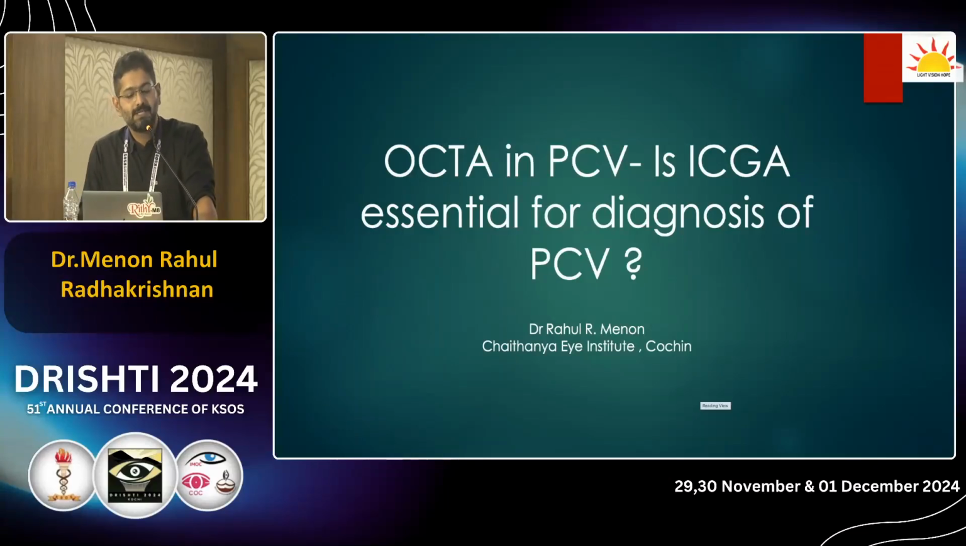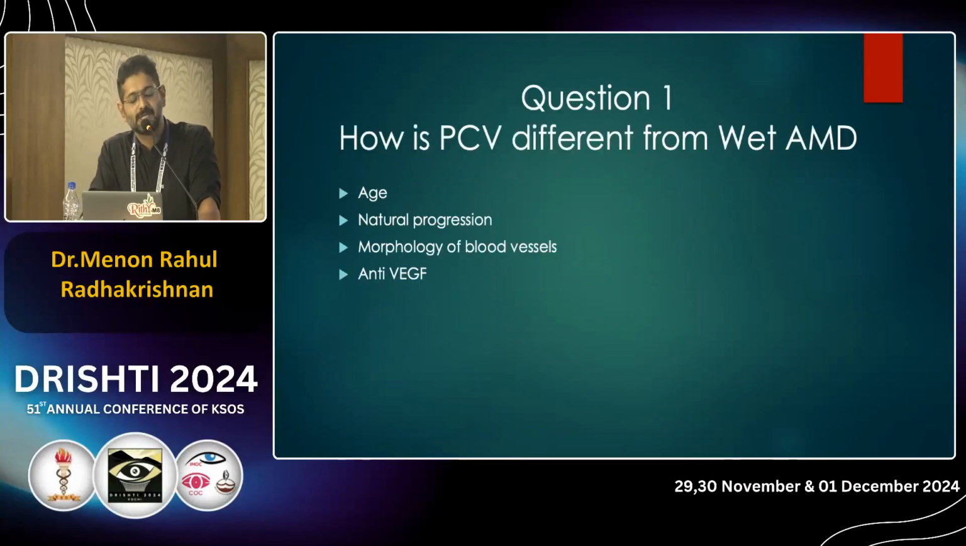So OCTA and PCV: is ICGA absolutely essential for the diagnosis of polypoidal choroidal vasculopathy? So I pondered over it and came up with a few questions. So the first question is, how is PCV different from wet AMD?